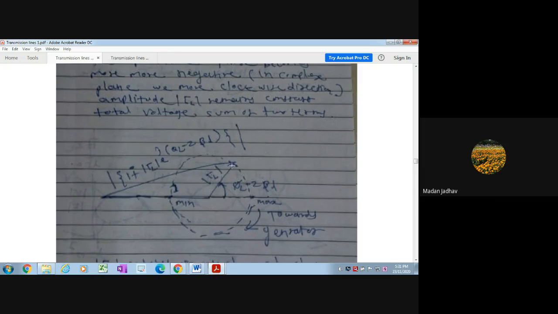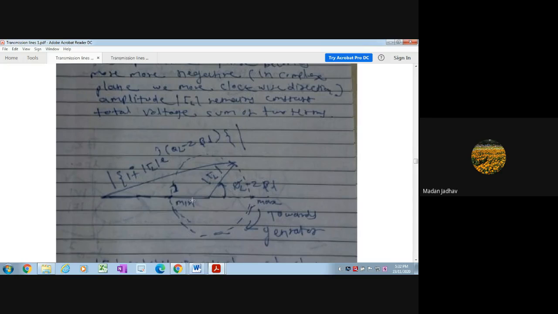Now this reflection coefficient magnitude is moving along this circle. What happens is, when it is aligning to this line, your voltage becomes maximum. When the direction of this vector is in the reverse direction, at that time this voltage will become minimum. This is the resultant voltage. Now this resultant voltage is the sum of these two terms.